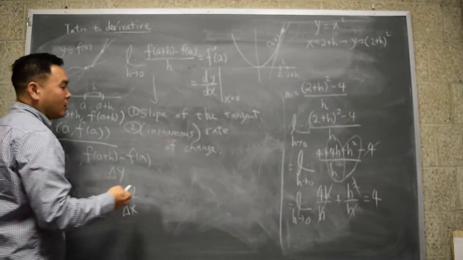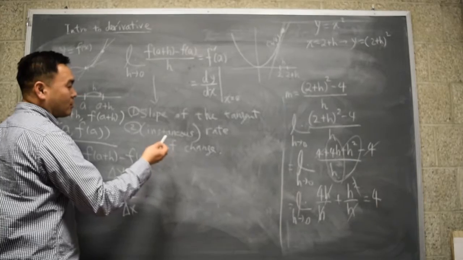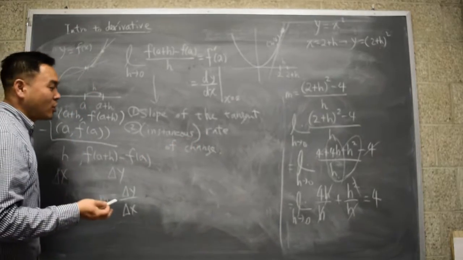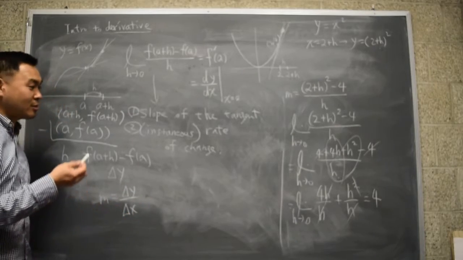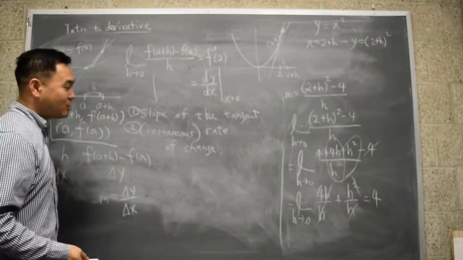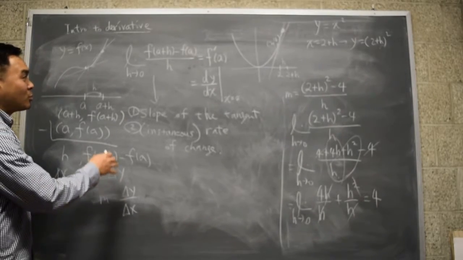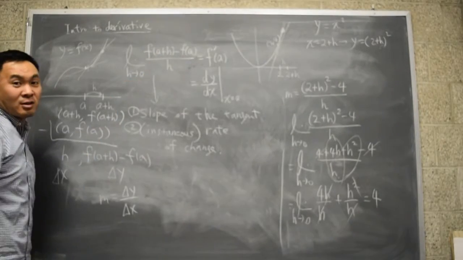So if you see some word problems that asks you find the rate of change at a certain given time or given point, it's asking for the derivative. So you're going to see more examples of computing this limit.